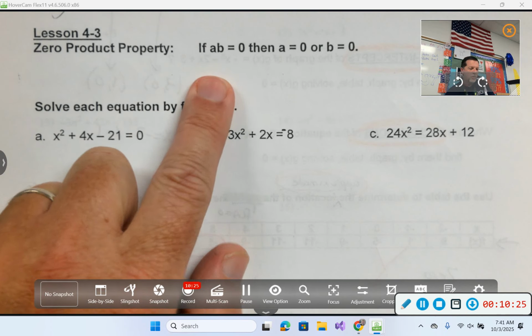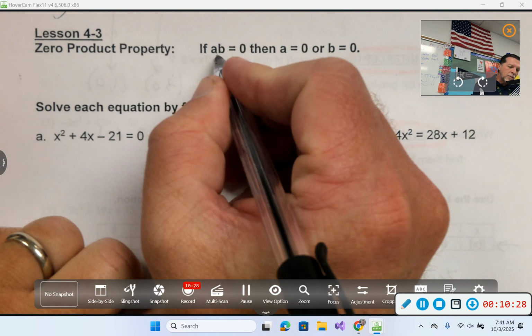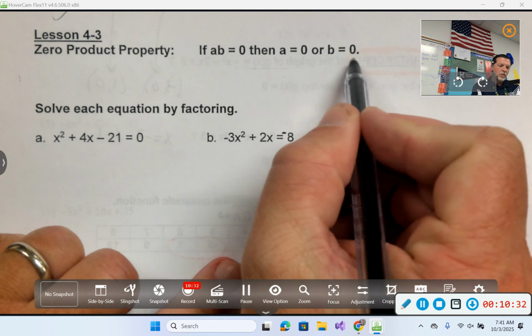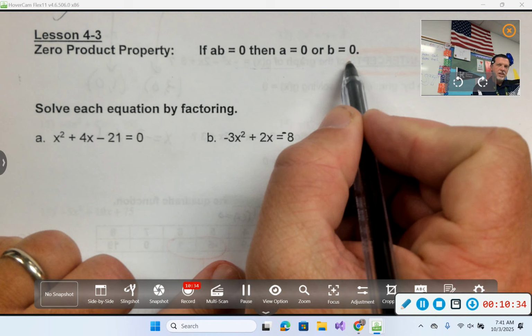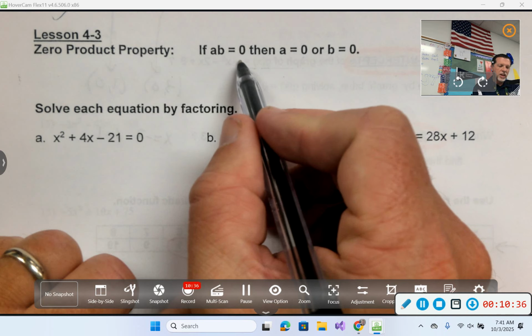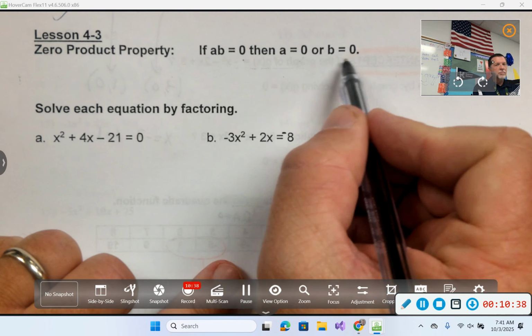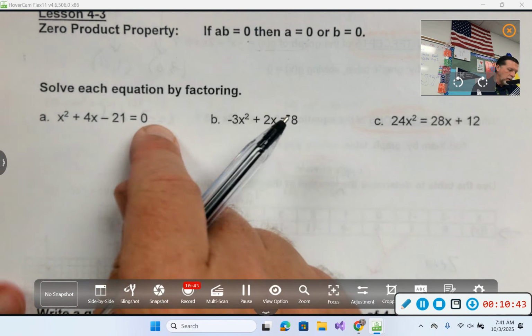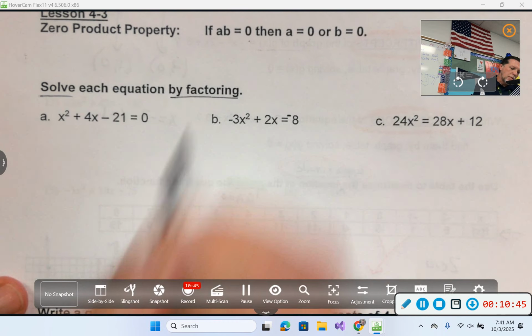The zero product property says that if A times B is 0, the only way that can happen is if A is 0 or B is 0. Right? If you're going to multiply two numbers and get an answer of 0, one of them had to be 0. That's the zero product property. That's what helps us to solve by factoring.